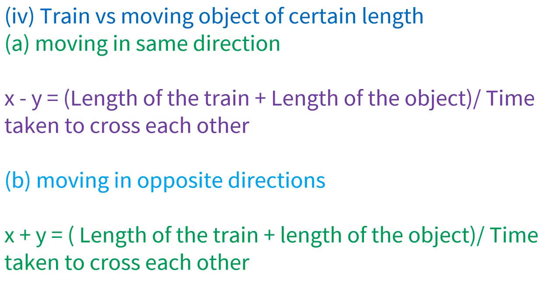Now train versus a moving object of a certain length. Again, moving in the same direction, here x minus y is the relative speed, and on the right hand side we add the lengths of both things, length of train plus length of the object. That will be the total distance upon the time taken to cross each other. And if they are moving in the opposite direction, x plus y will be equal to the length of train plus the length of the moving object.